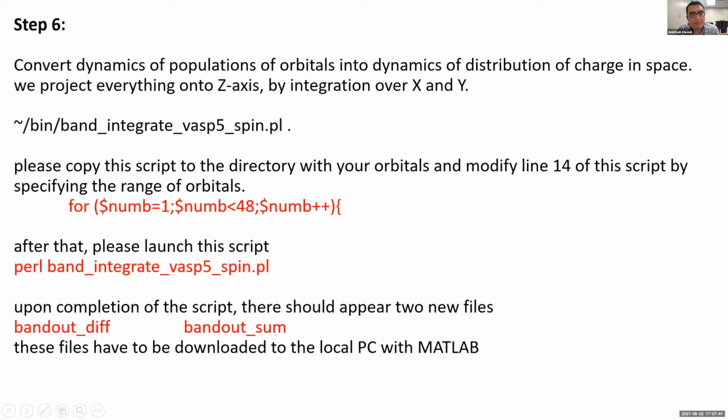So is that PL file available for no spin systems in the bin directory also? I guess there is a different version in the bin directory for spin restricted. Okay, thank you.